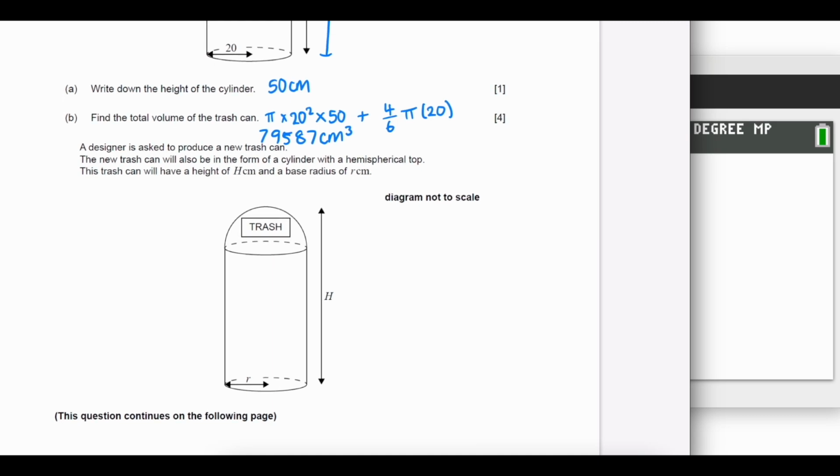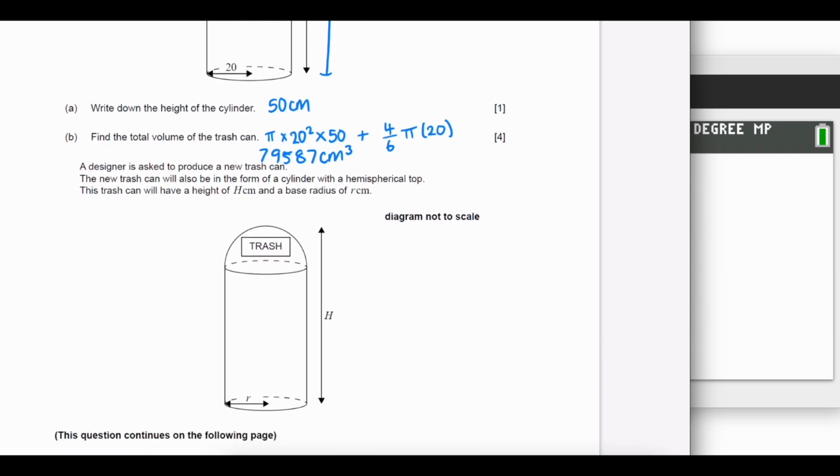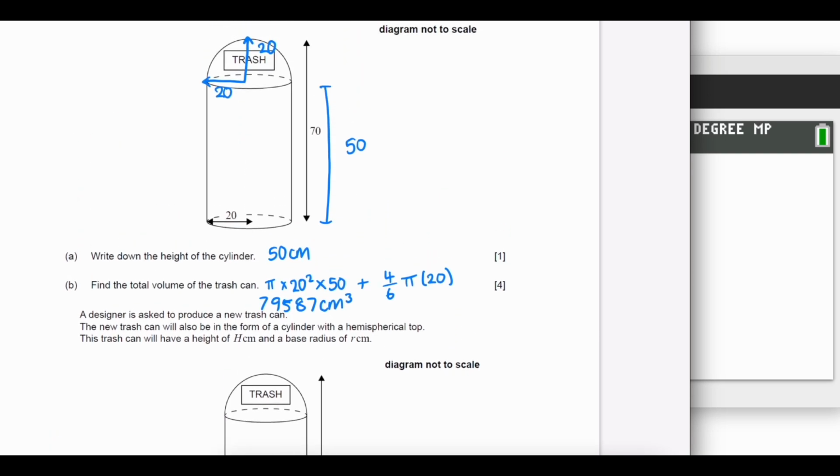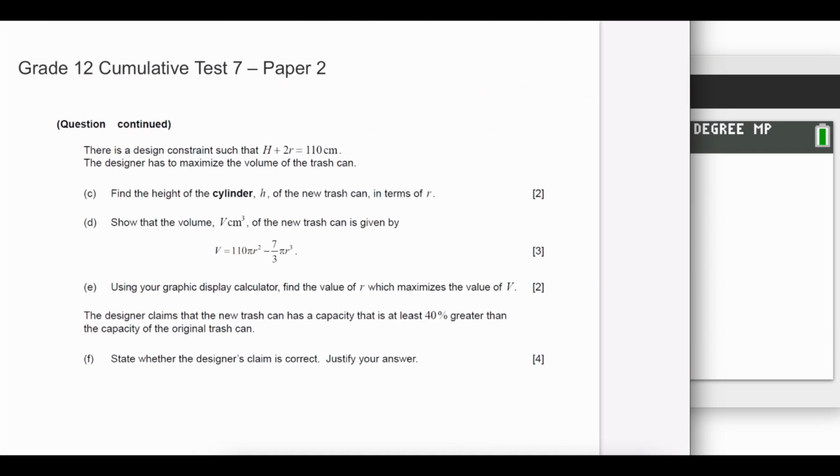Then it tells us that the designer is thinking of making a new trash can with slightly different dimensions. Again, they've drawn it for us. This time it has height H and radius r. But other than that, it's exactly the same. We just have some algebra in there, but the process to work it out is the same. The reason they've asked you parts A and B is so that you can get used to the process, and we can then copy that same process in this next part of the question.